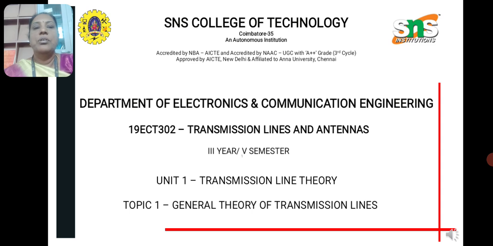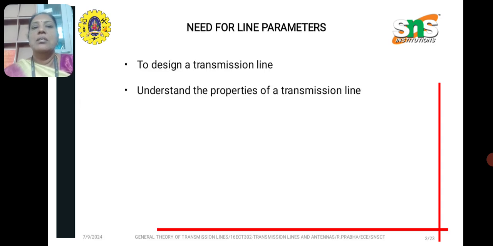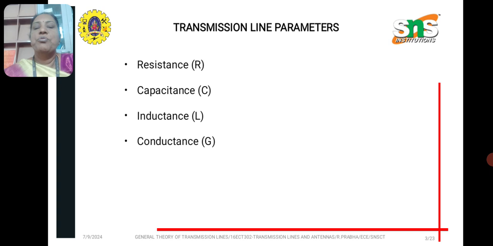In this video, we will discuss the topic on General Theory of Transmission Lines for the course Transmission Lines and Antennas. So first of all, we should know about the need for line parameters. The line parameters are very important to design a transmission line and also to understand the properties of a transmission line. So there are four primary transmission line parameters. They are resistance denoted by R, capacitance denoted by C, inductance denoted by L, and conductance denoted by G.